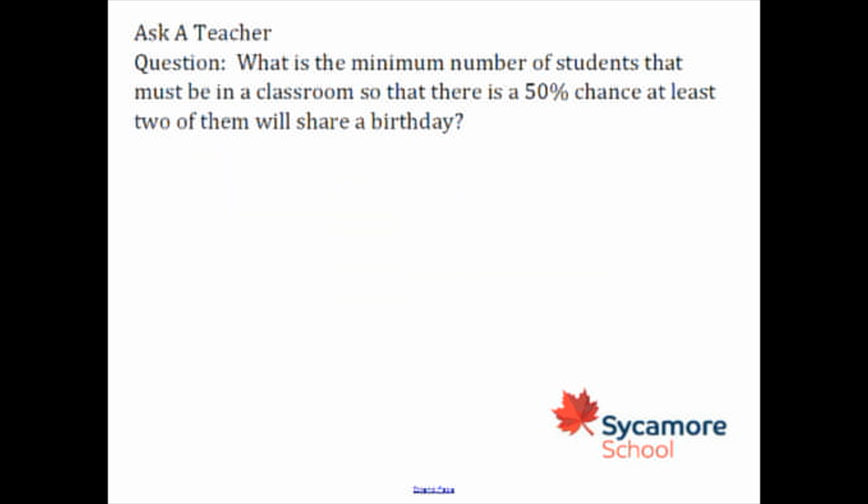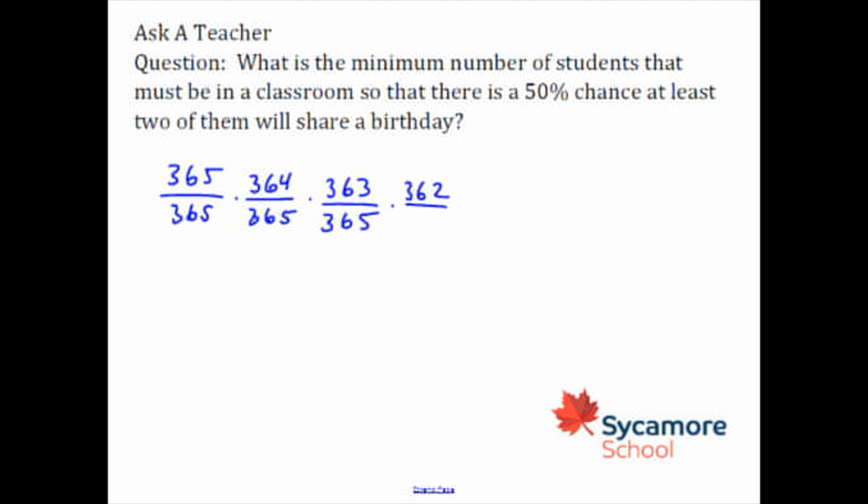The way that we do that is we start the same way. The first person can have whatever birthday they want. The second person, to not have the same birthday as the first, has 364 options for their birthday. And so we can multiply by 364 over 365. The third person can't have the same birthday as the other 2, so there are now 363. And we just keep counting down until we find a value that makes this product less than 50%.